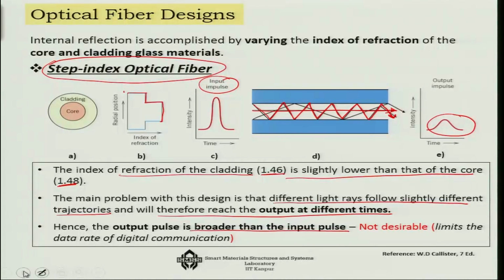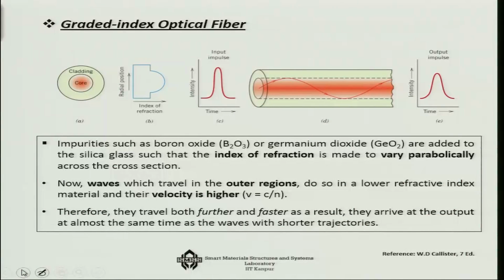So hence today a slightly more complex design of optical fiber has come up, in which this variation is not a step but rather a parabolic variation. This is done with the help of impurities such as boron oxide or germanium dioxide, which are added to the silica glass, such that the index of refraction is made to vary parabolically across the cross section.